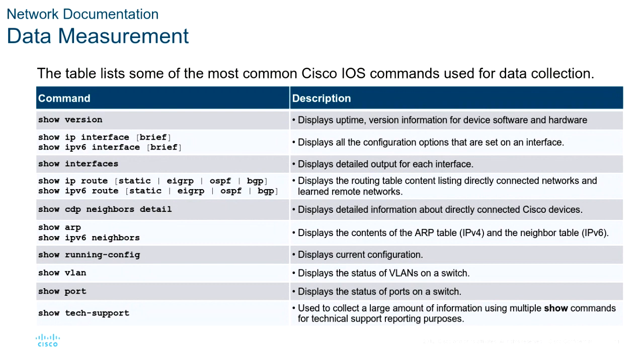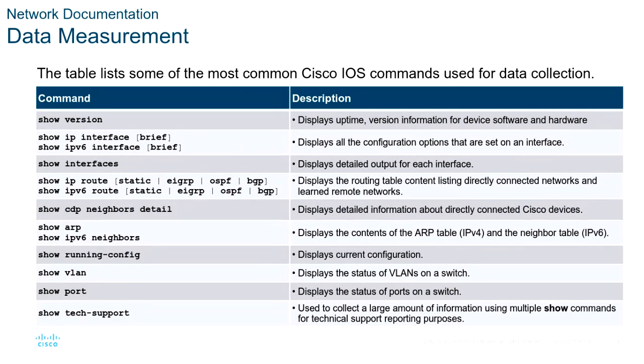The ARP table, show ARP, and the equivalent in the IP version 6 world is show IPv6 neighbors. I want to see what devices are connected and been heard on the basis of their 48-bit data link layer MAC address. Show running config will show you the whole guacamole, everything that's in there.